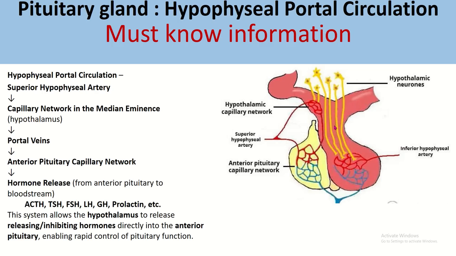If it goes to the systemic circulation, this releasing hormone is not able to activate the anterior pituitary gland. So the first set of capillaries is present within the hypothalamus, and this is the portal vein, and through this portal vein the hypothalamic secretion comes directly into the anterior pituitary and stimulates it, and the anterior pituitary releases hormones which go to the systemic circulation and target the desired organs or glands.